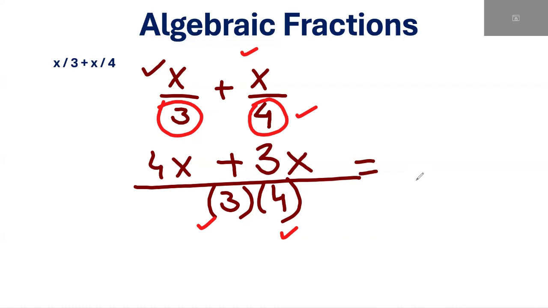Now 4x plus 3x will give you 7x. And 3 multiplied by 4, 4 3s are 12. 7x divided by 12. This is the answer for this algebraic fraction. Next.